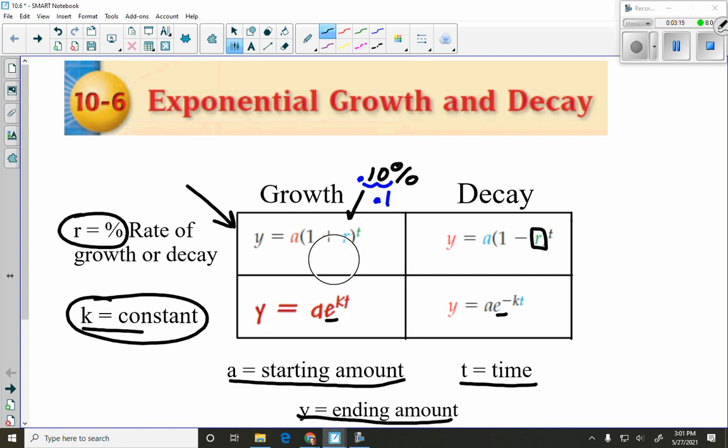So these are your four equations you're going to need to write down and pick from. Let's pick an example, shall we? If you need to pause the video to write all these down, please do that. All right, here we go.